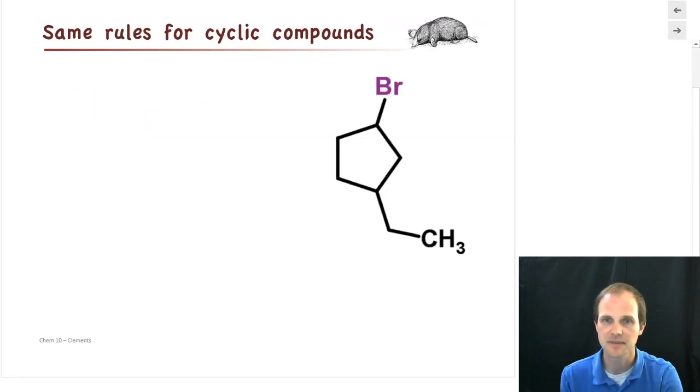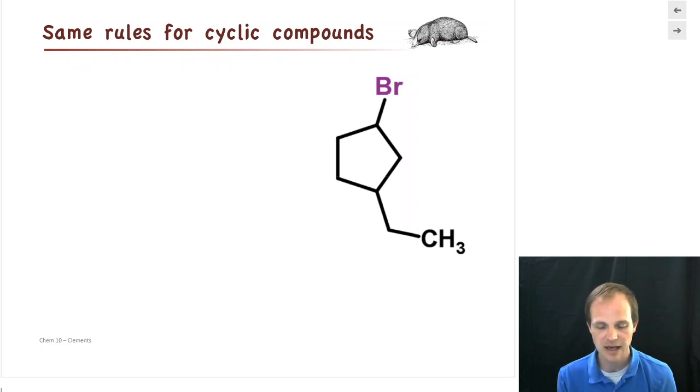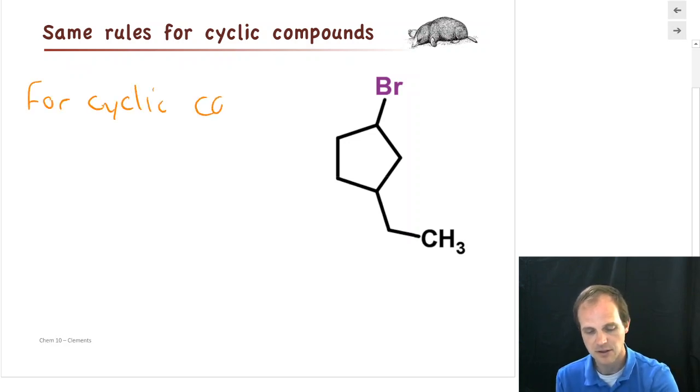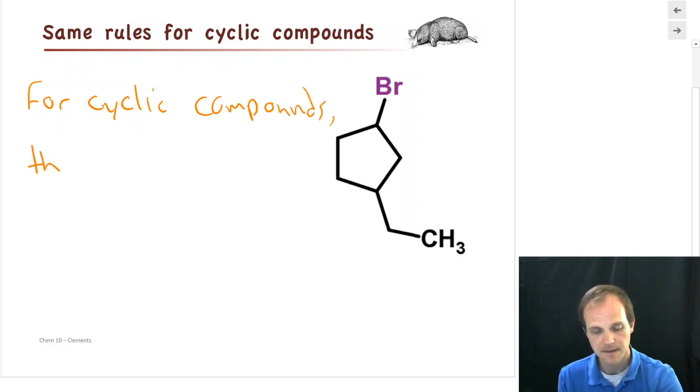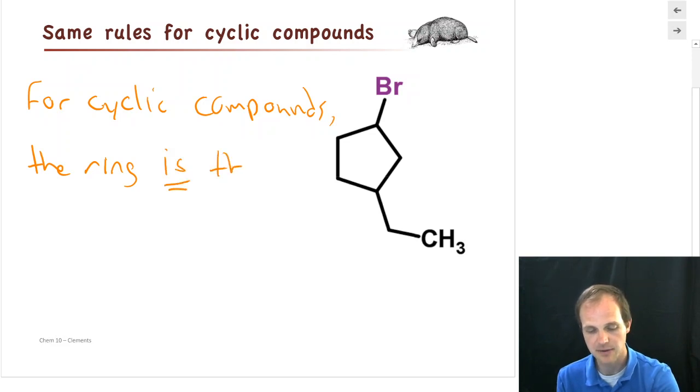What about for cyclic compounds? How do we name cyclic compounds? Well, it turns out the rules are exactly the same, but you have a little more flexibility in a cyclic compound, as we'll see in a moment. But the first rule you need to know for this class, for cyclic compounds, this rule is important enough that I'm writing it down. The ring is the backbone.